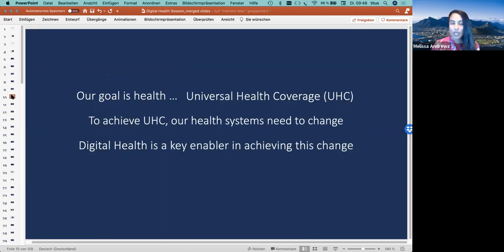And our goal is health. Every single one of us knows that we are working towards universal health coverage. To achieve this, we need to make sure that our health systems change. And digital health, like most of the presenters have already said, is our key enabler in achieving this change. So it's about how do we make it sustainable? How do we make sure that we're actually working together to bring about this digital health power that we are leaning towards?